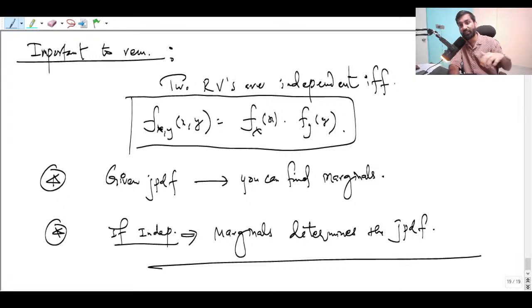You have to make sure that the joint density function must be what? That is very important to keep in mind. That joint density function must be a valid joint density function, that is, the area under the joint density function must be 1.